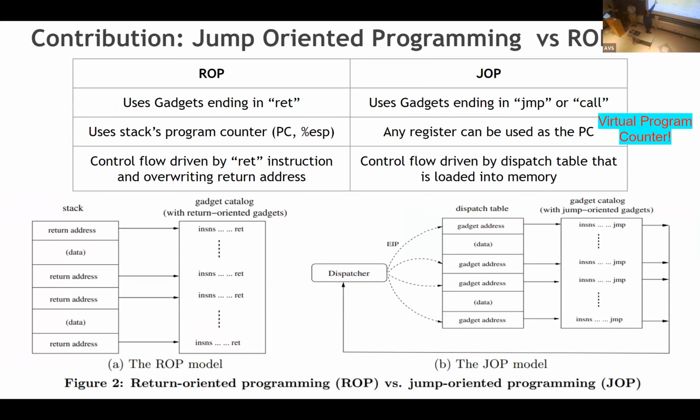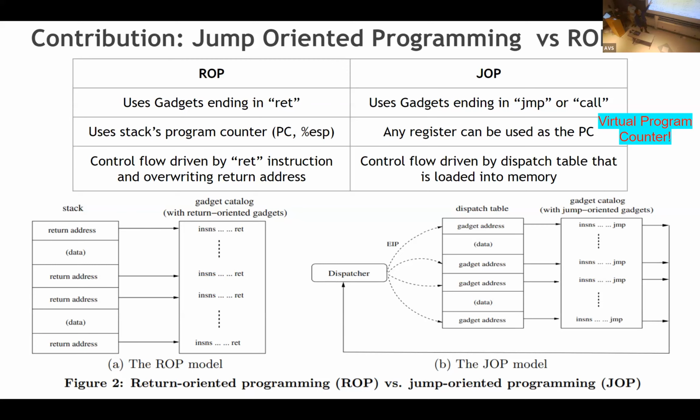For return-oriented programming, the gadgets, as you can see in the gadget catalogs, end in return, whereas for jump-oriented programming, they end in jump or call statements. Return-oriented programming uses the stack pointer as its program counter, whereas for jump-oriented programming, any register can be used as a program counter. This is called the virtual program counter, which is housed in the dispatcher gadget. That's a pretty big deal, and we'll talk about it more in the next slide.